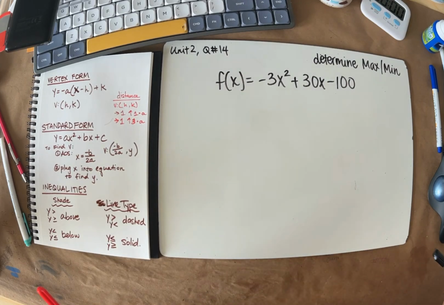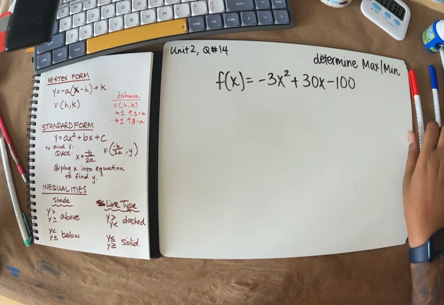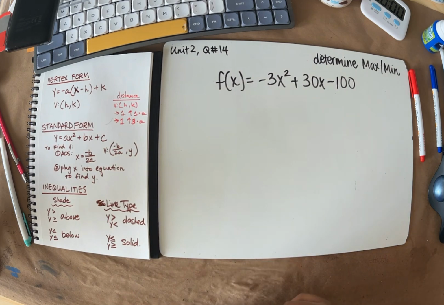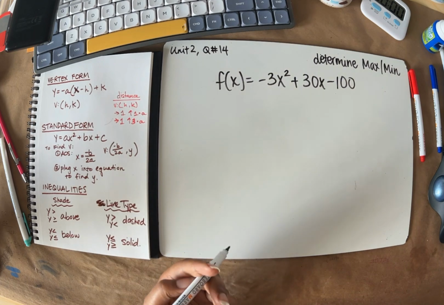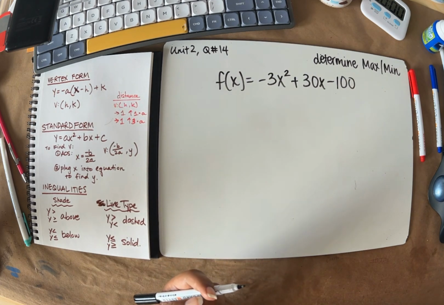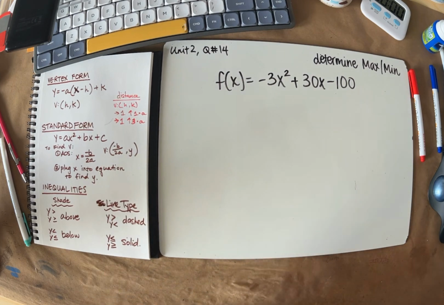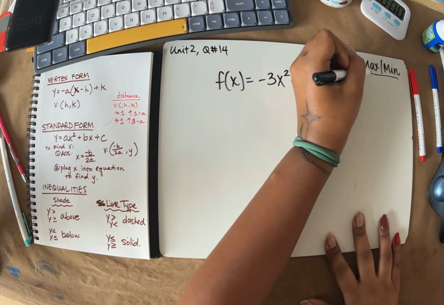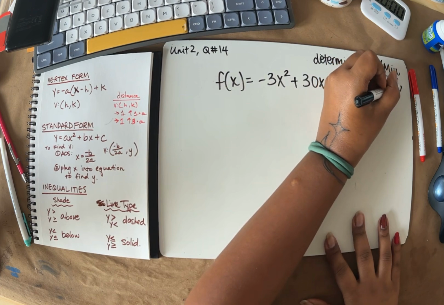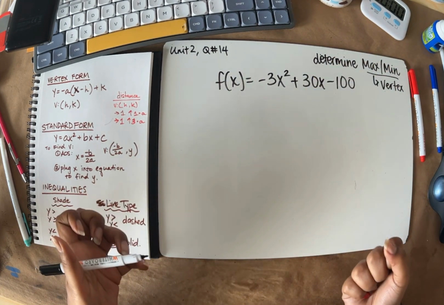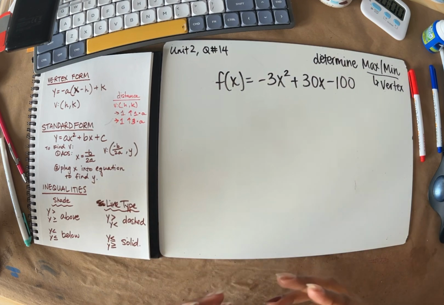All right, my friends, welcome back for question number 14 from our study guide. Question number 14 is asking us to determine if each function has a maximum or minimum, then determine where the maximum or minimum occurs. If we remember, our maximum minimum is the same thing as them asking for our vertex. So they're asking for the values of our vertex, and they're asking if that vertex is a maximum or a minimum point.